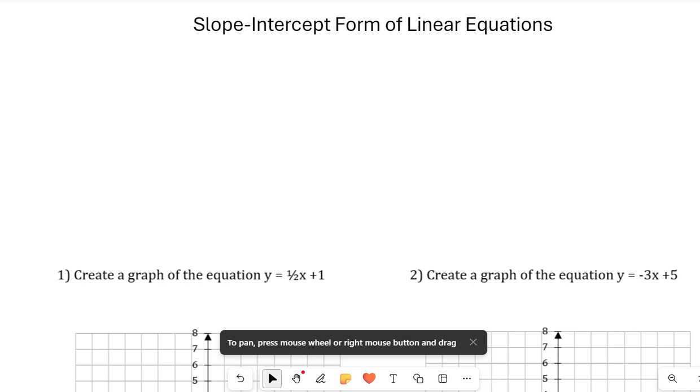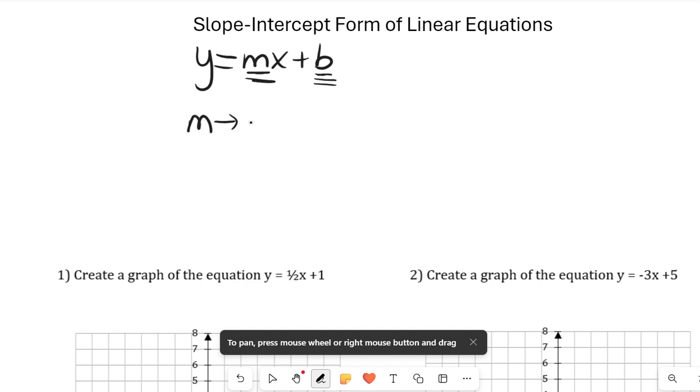This is a video on slope-intercept form for linear equations. Slope-intercept form for linear equations is y equals mx plus b. When an equation is written in this form, the coefficient of x turns out to be the slope of the line, and b turns out to be the y-intercept of the line.